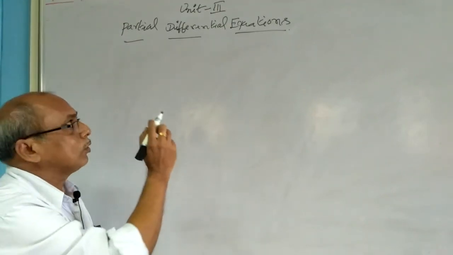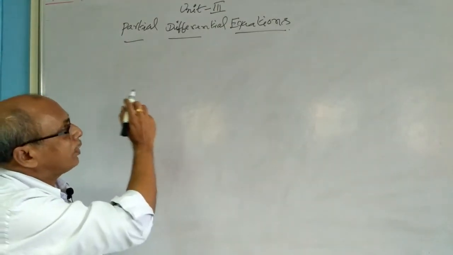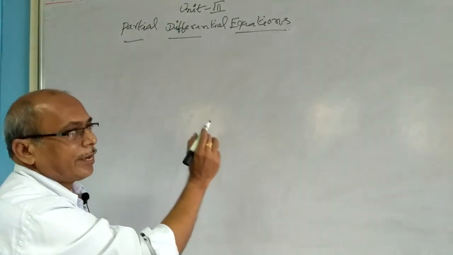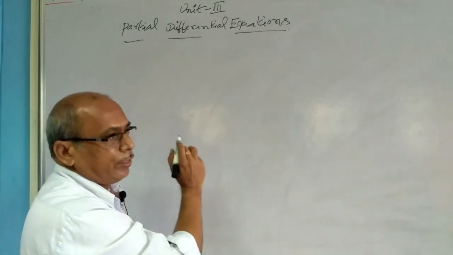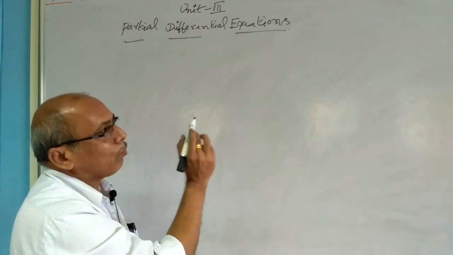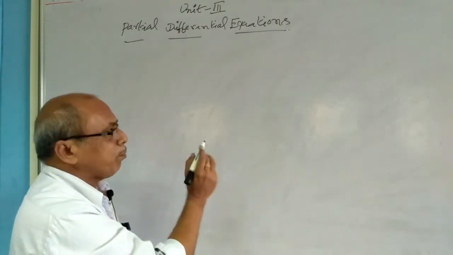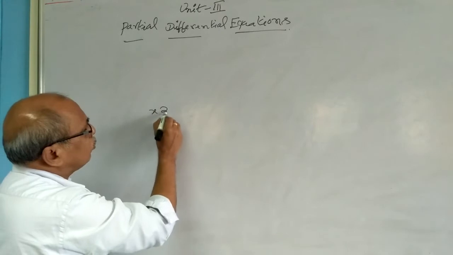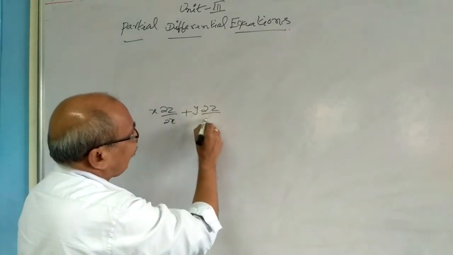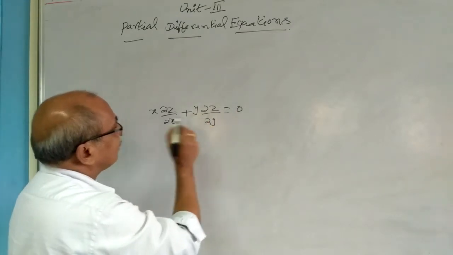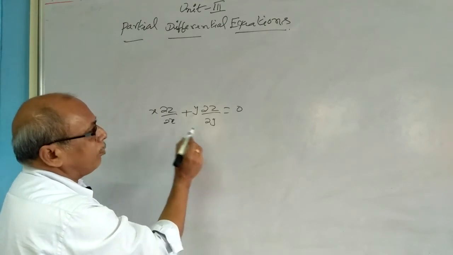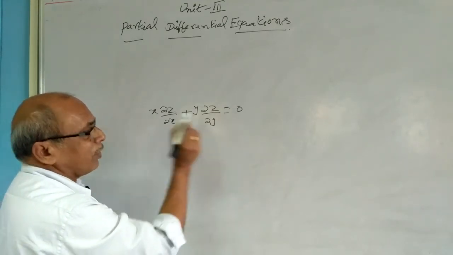Hi students, so we will start unit 3, partial differential equations. Definition: a partial differential equation is an equation which involves partial derivatives. Hence, in such a differential equation, there will be more than one independent variable. For example, x ∂z/∂x + y ∂z/∂y = 0. Here z is the dependent variable, x and y are independent variables. So this is the first order partial differential equation.